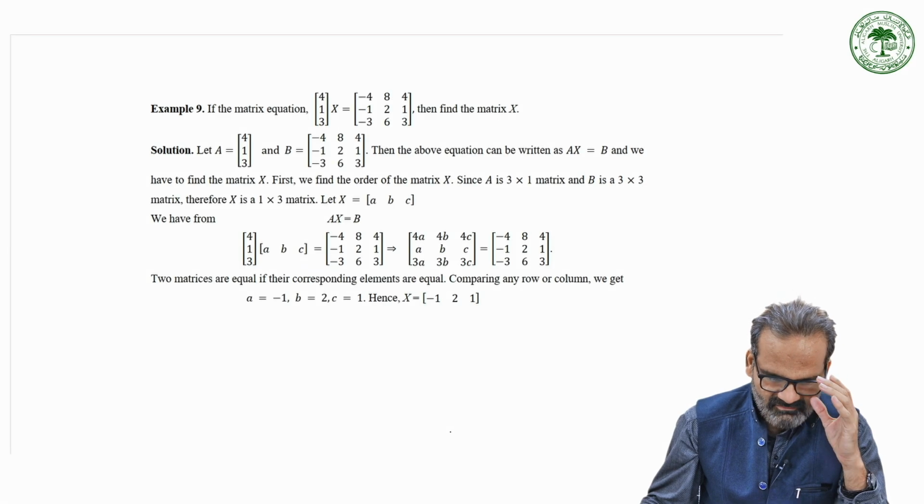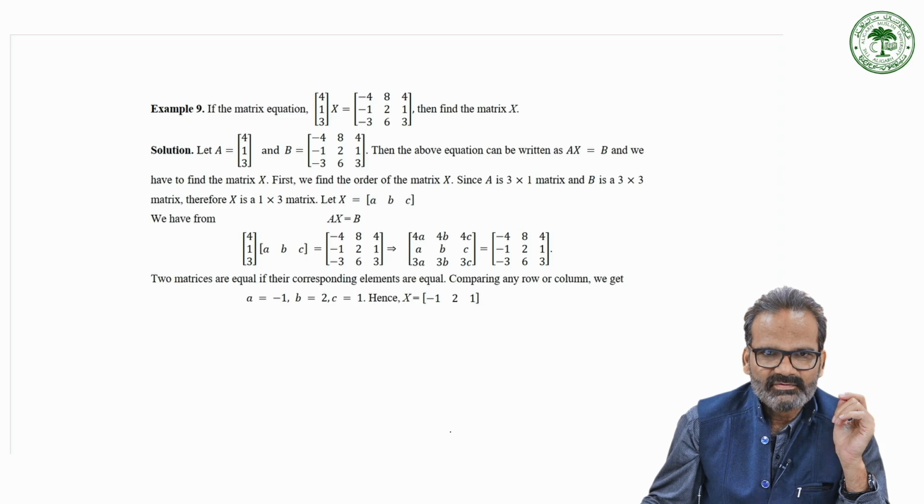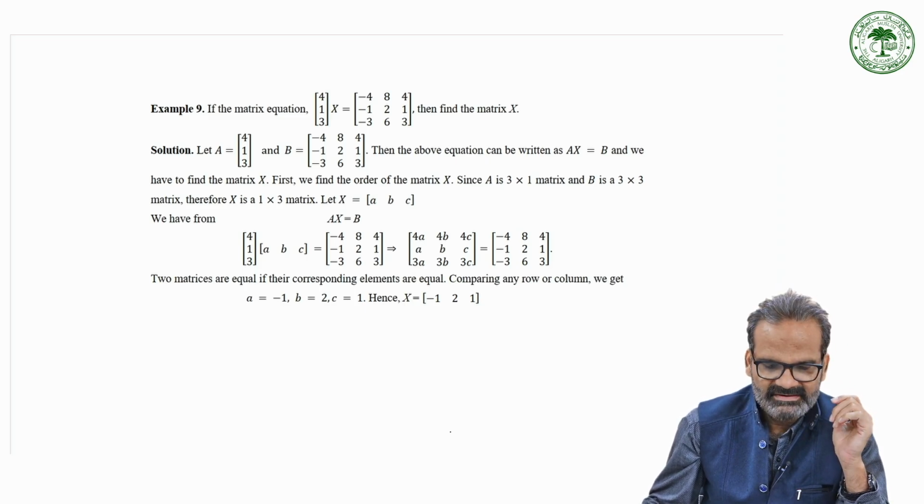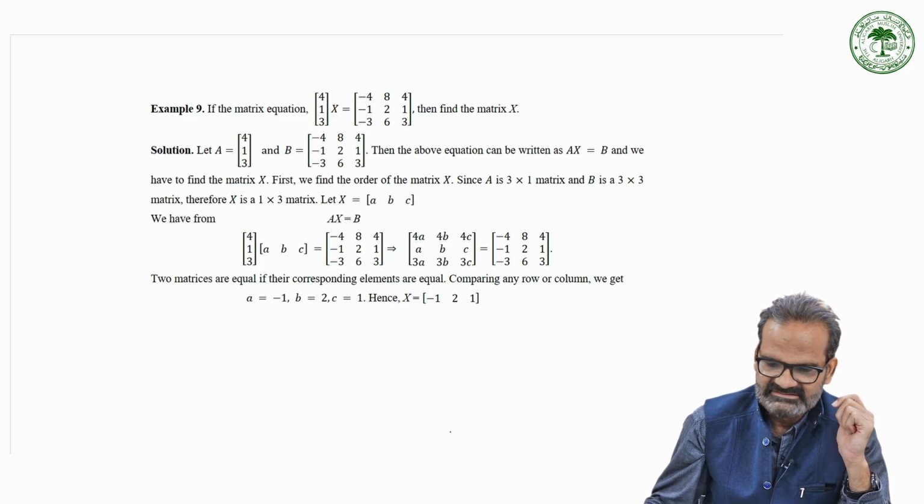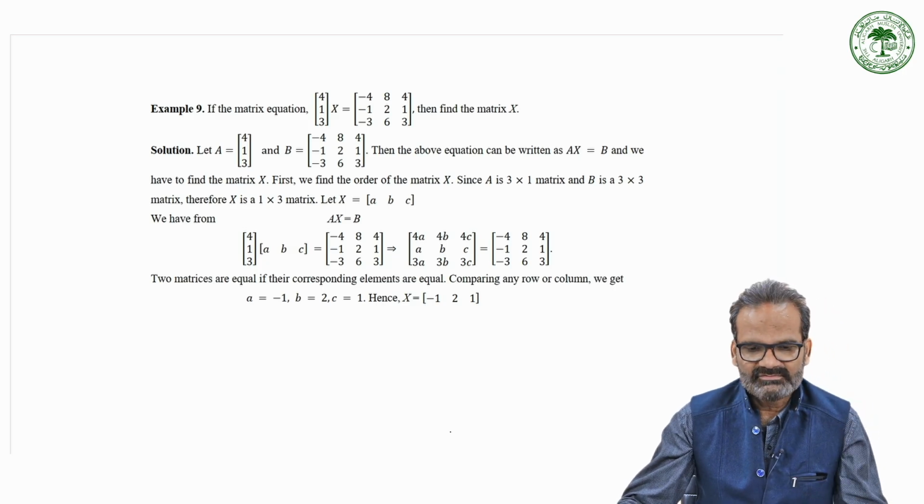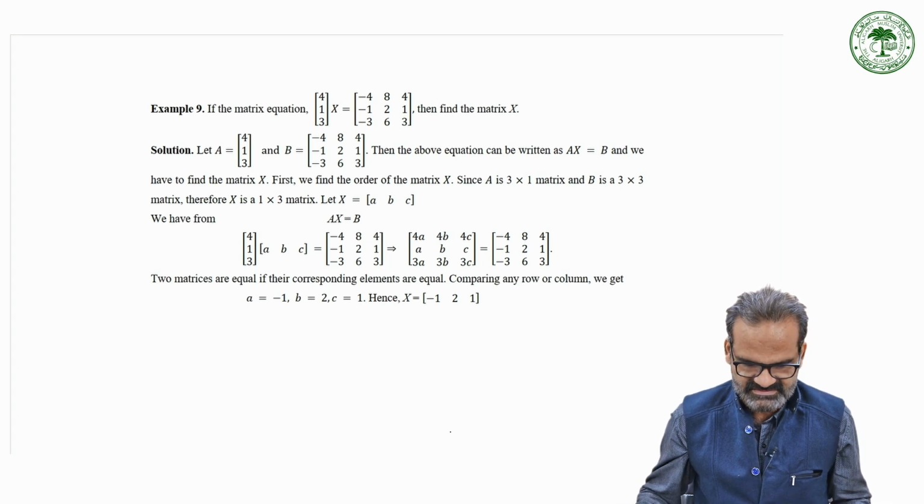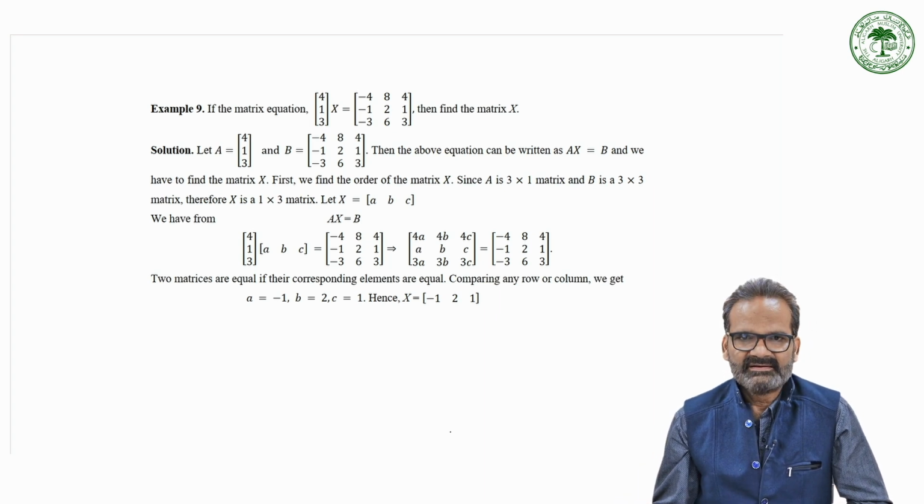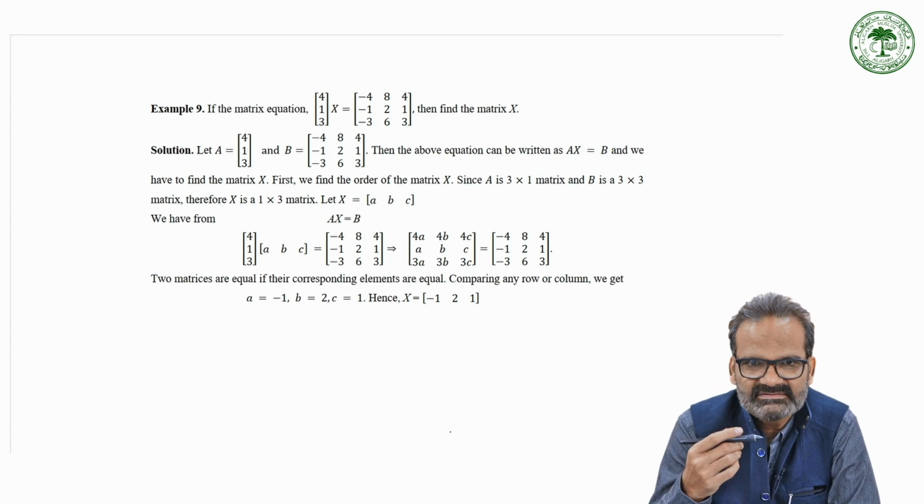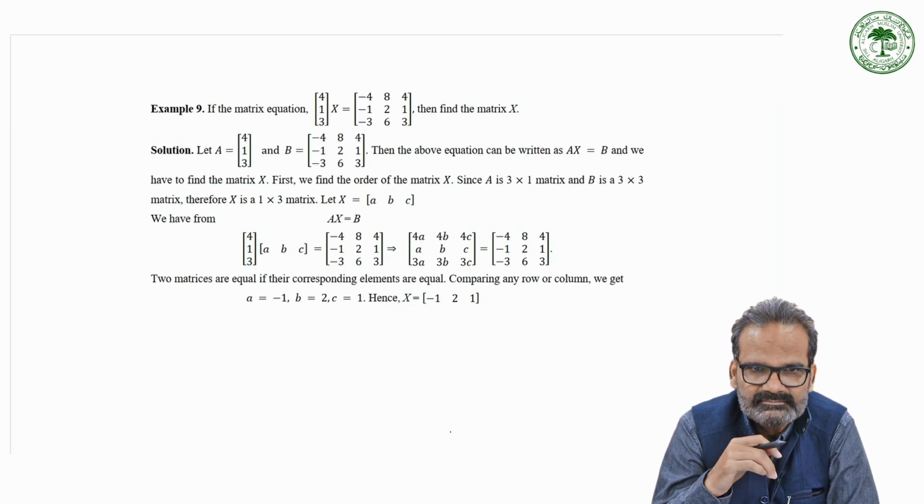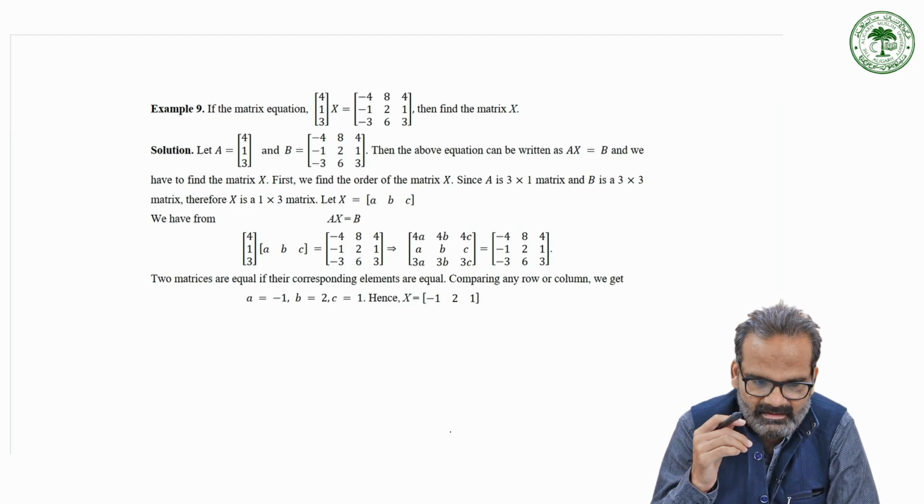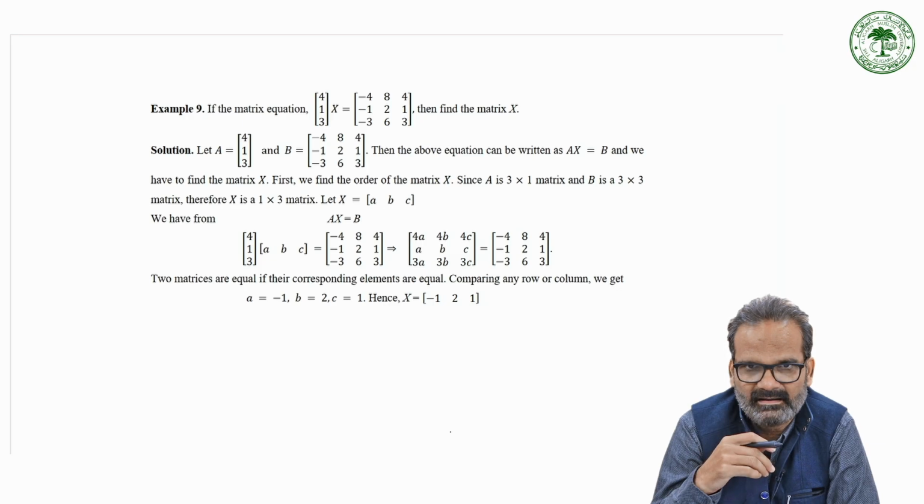Okay, students, welcome once again. So, we were doing some questions exercise based on multiplication of matrices. That is what we have started in this session. And we have also solved some exercise questions based on matrix multiplication. So, in that sequence, in continuation, let us have another example.